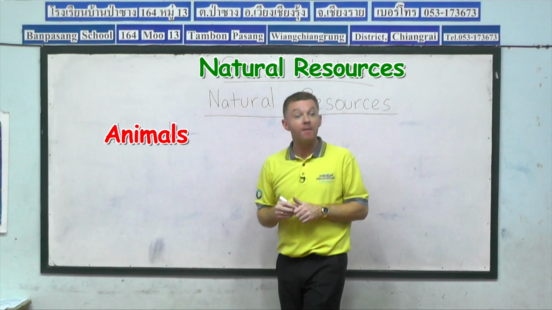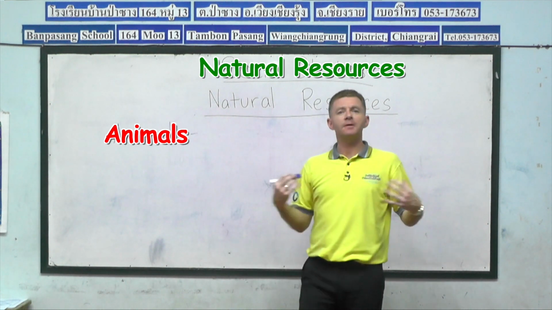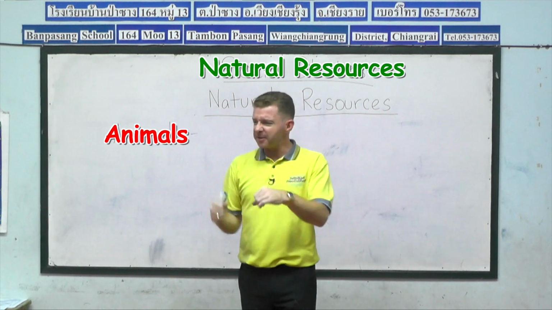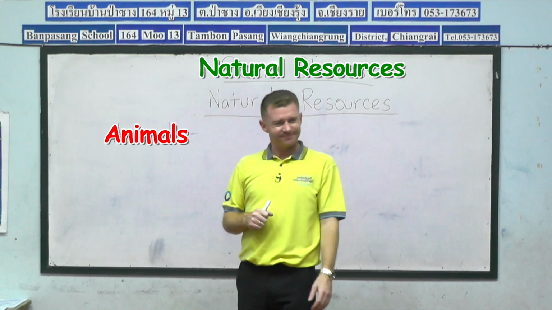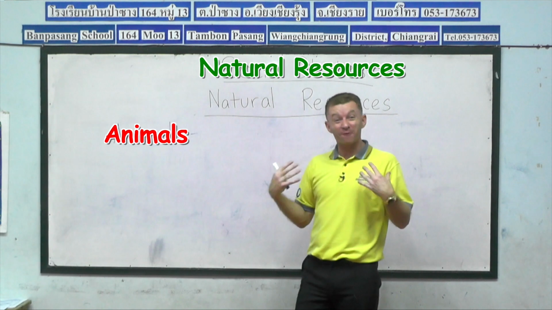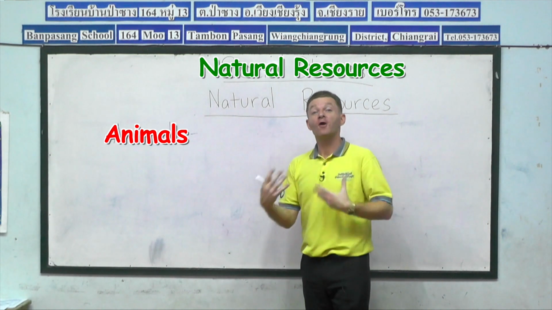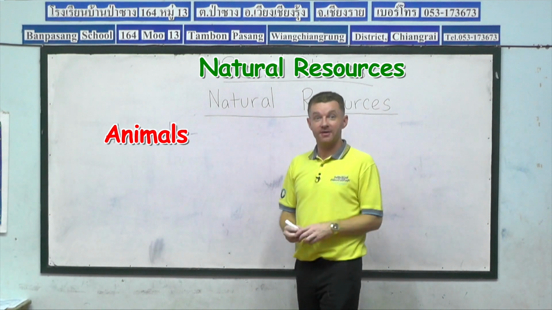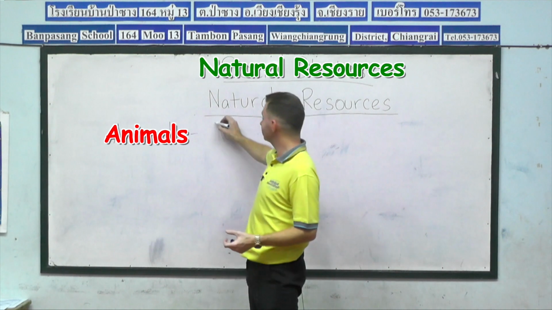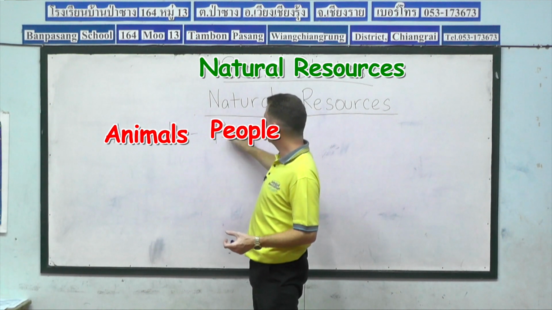People. Yes, people like us. Do we have to make people in factories? No. We are natural resources. We happen naturally through birth. So we are natural resources too. People.